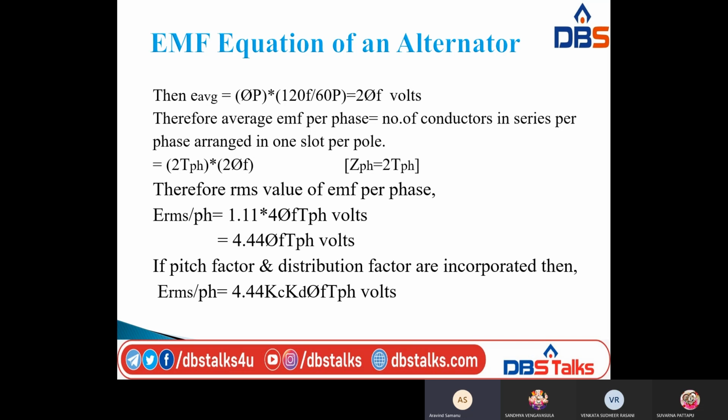4.44 into phi into f into T phase. By incorporating the pitch factor and distribution factor, we have another equation, that is E RMS per phase is equal to 4.44 into Kc into Kd into phi into f into T phase volts.